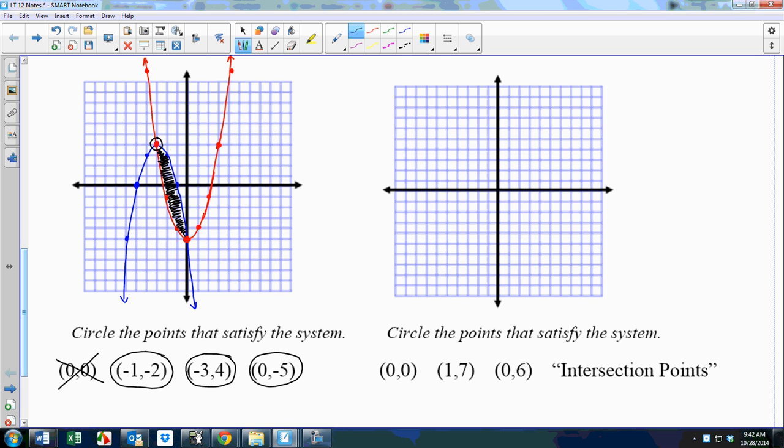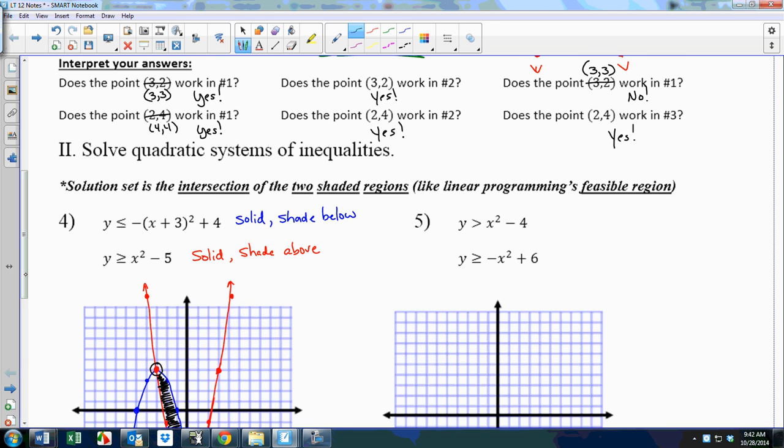I know, pause the video. You try number 4. Try number 4, and then you can check it. It's really the shading in number 4 that I'm worried about, not so much the parabolas themselves. But before you start it on your own, at least let's do this part together. Solid, dotted, above or below.